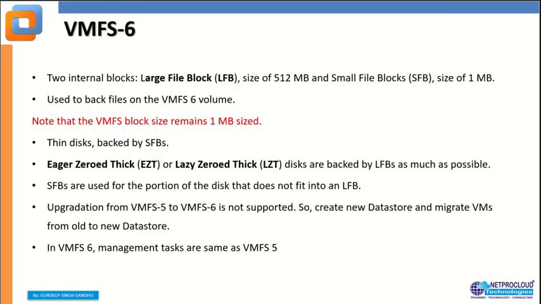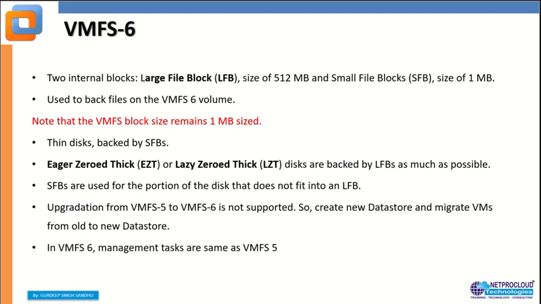Now further talking about the Virtual Machine File System 6. Two new internal block size concepts for file creation are present in VMFS 6, and that is the LFB, meaning large file block, with a size of 512 MB, and the SFB, small file block, with a size of 1 MB. And these are used to back files on the VMFS volume. It should be noted here that the VMFS block size remains 1 MB.